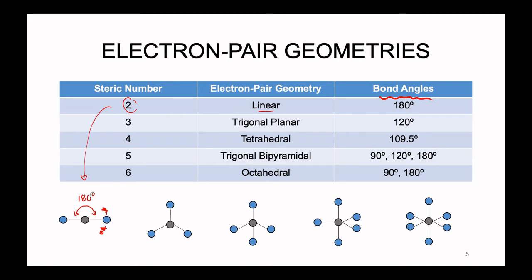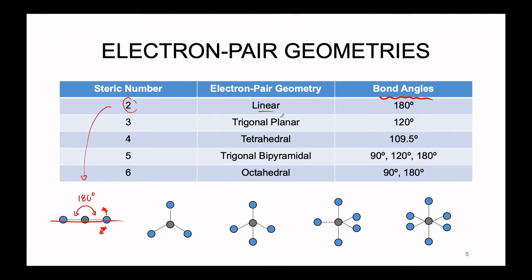Now this molecule is going to end up looking like a straight line in 3D space. So we have a central atom, 1 atom or electron pair group on the left, another on the right, and this is our first electron pair geometry that we are going to define.